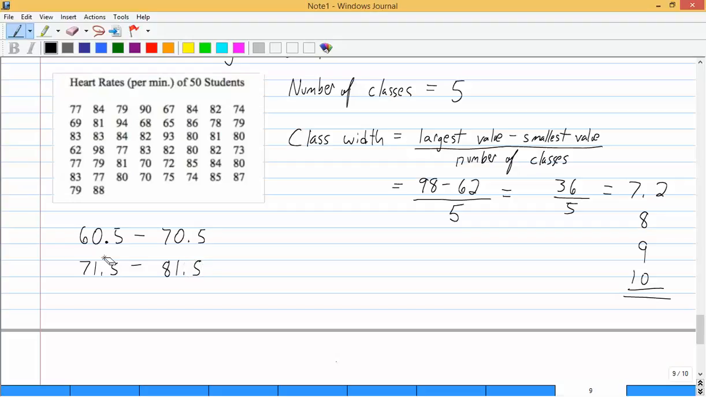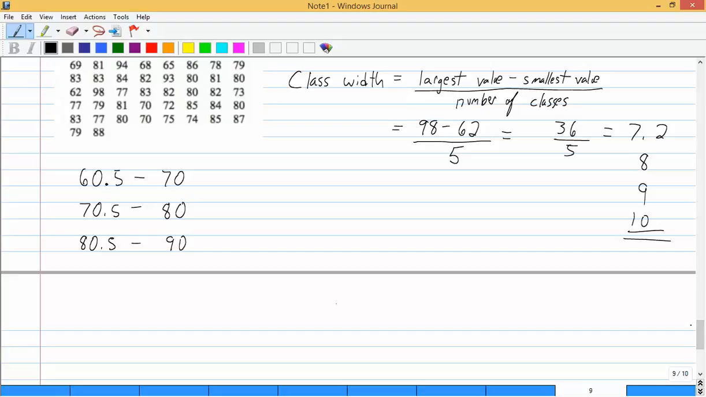What would make sense, I guess, would be if we went 70 here and then 70.5 here. That would mean after 70, right? So that would make sense. So then this one would go to 80, and then this one goes 80.5 to 90. This does mean we're using a class width of 9.5, but with the data that we have, it kind of makes sense to use the decimals there. So we're just using 9.5 every time.